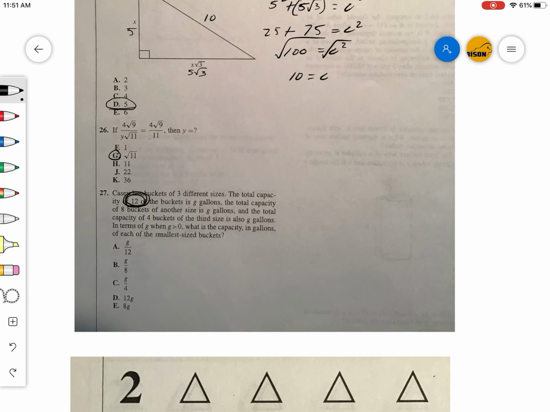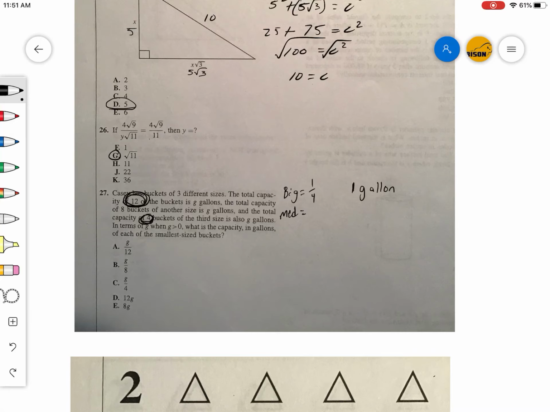So in terms of G, when G is bigger than 0, what's the capacity in gallons of each of the smallest size buckets? So this one up here is the smallest size bucket because there's 12 of them to make the same as what the big bucket does, 4. Okay, so if 4 buckets, let's just make this 1 gallon. For the biggest bucket, 4 of them equals that. So each big bucket would be a fourth of a gallon.